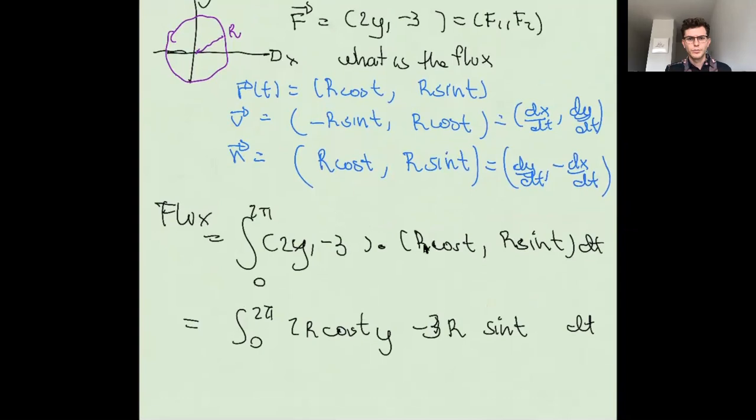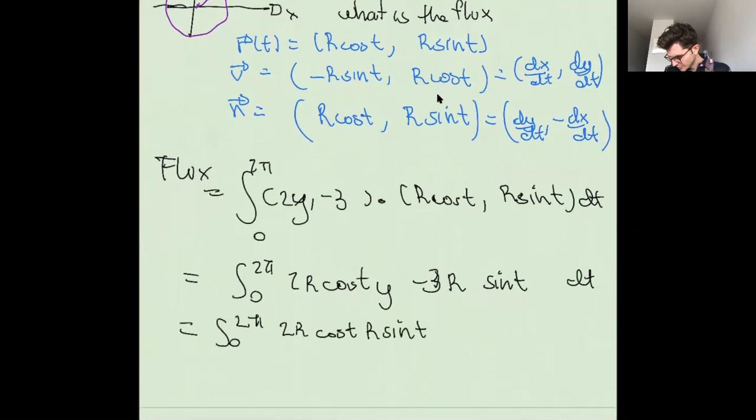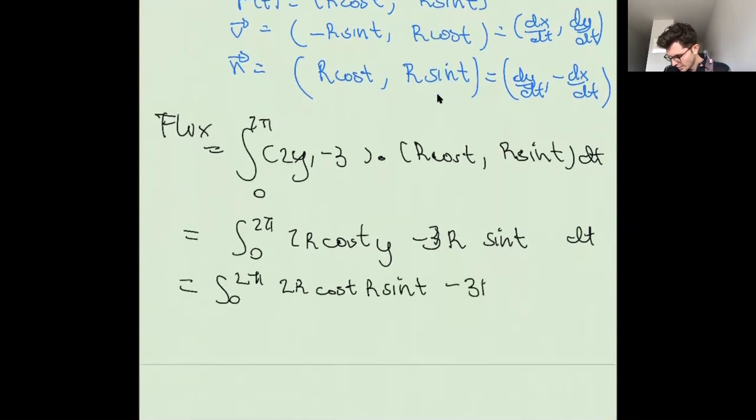So you get 2y r cosine of t minus 3r sine of t dt. But again, the point is that before doing integration, you have to write y as a function of time, but y is r sine of t. So you get the integral from 0 to pi of 2r cosine of t times r sine of t minus 3r sine of t dt.